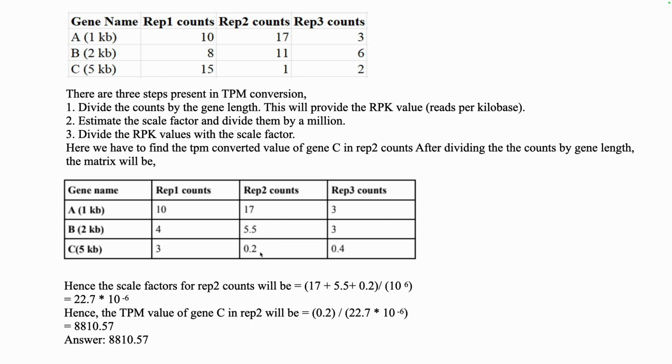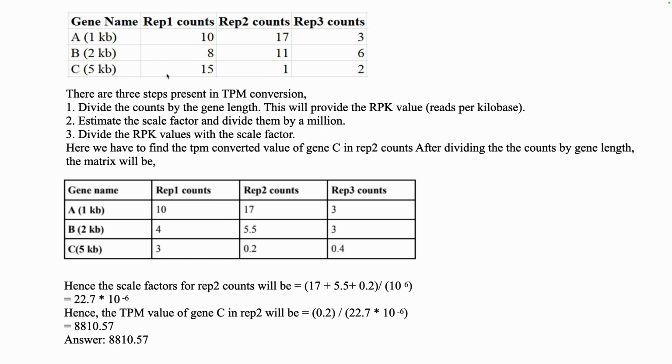So it will give the scale factor. Then we will divide it by a million. After getting a scale factor and dividing it by a million, we get 22.7 into 10 raised to power minus 6. So now we need to calculate the TPM value for gene C of replicate 2.